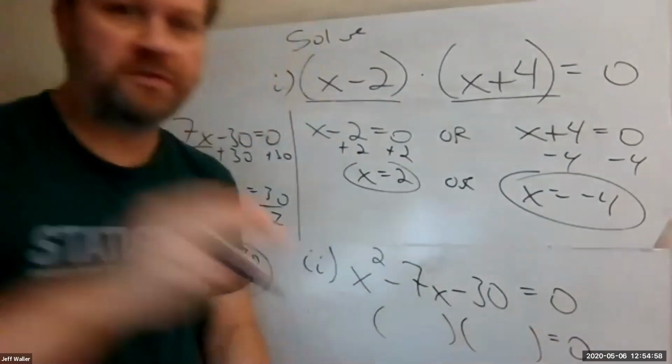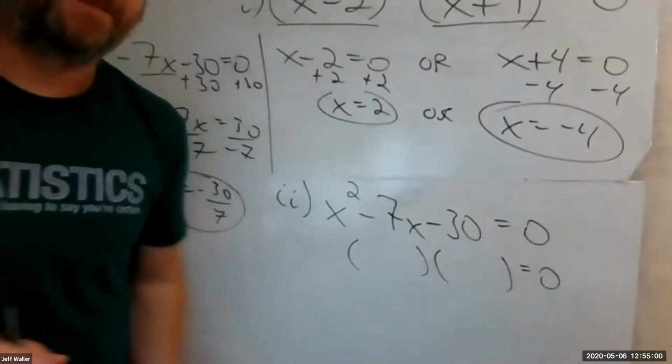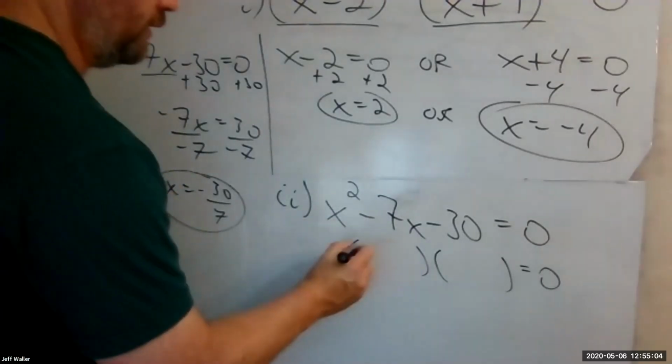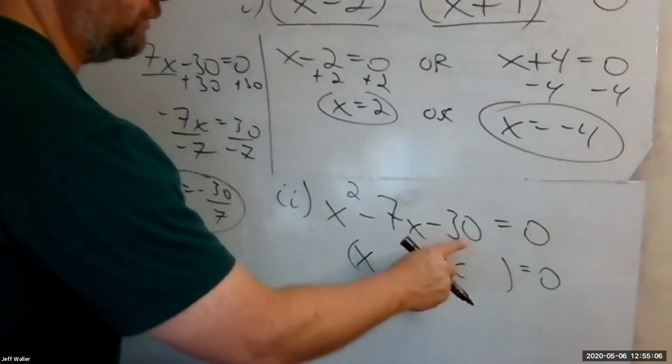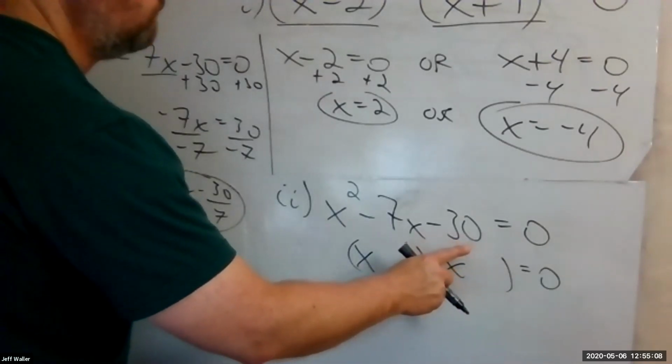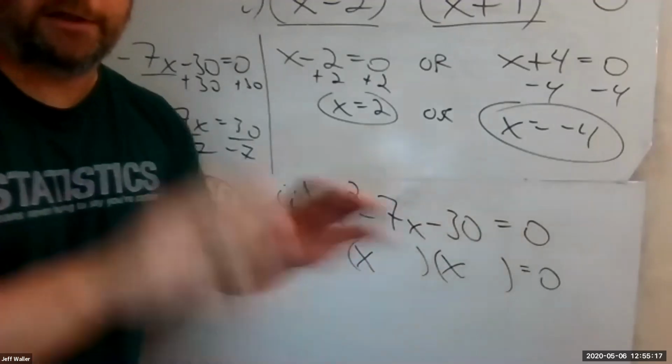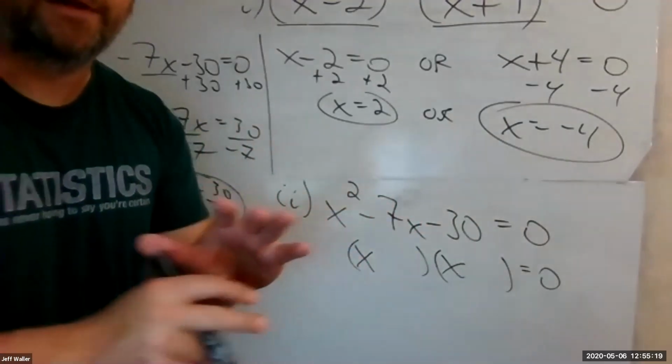So here's a use for factoring. I'm going to put x squared as x times x. What do I need? Two numbers that do what? Add to be -7 and multiply to be -30. Good. And they're the easier ones to think of. What are the answers?